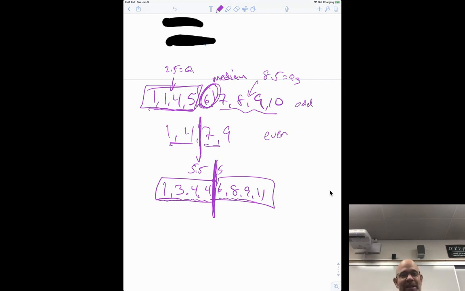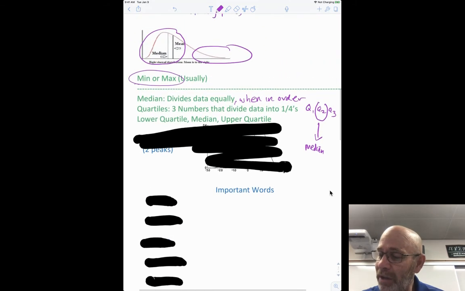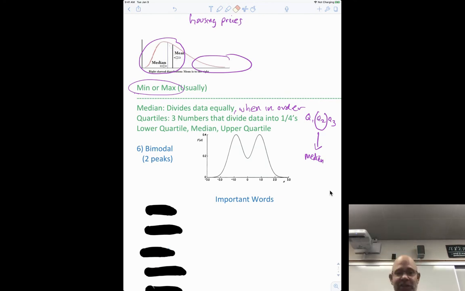It's going to be pretty common in this class for us to learn a little bit first. And then the last one here is just called bimodal, just because it has 2 peaks. Those peaks don't have to be the same size. You could have a bimodal that looks like that, still has 2 peaks. So these are just words you want to use.